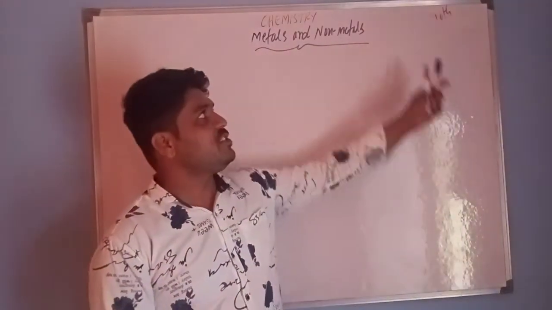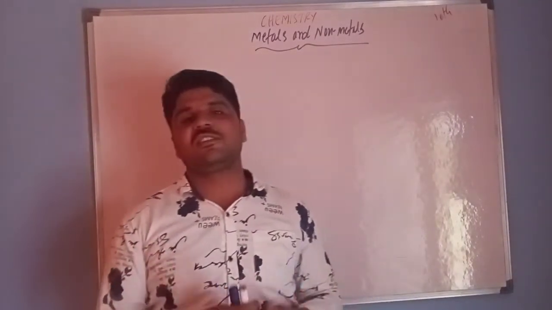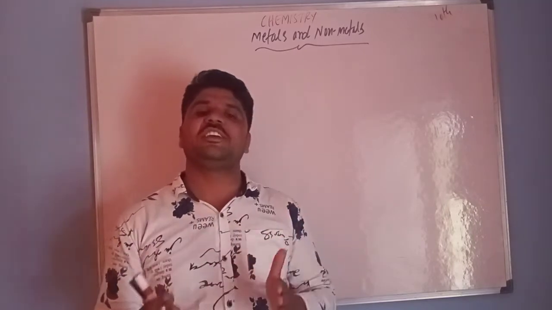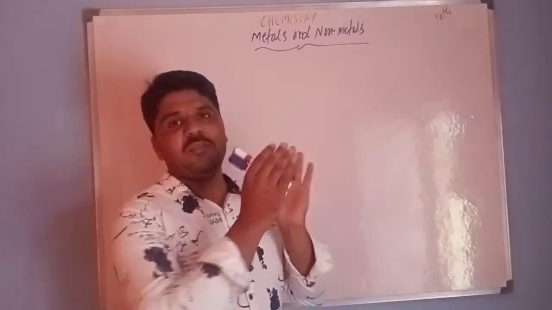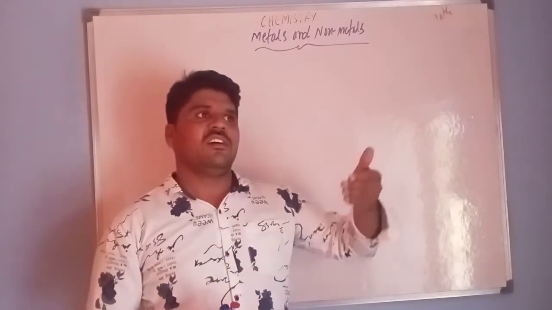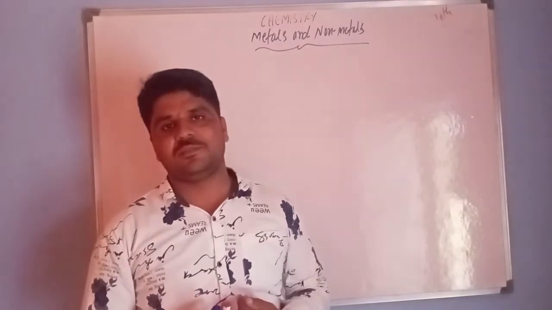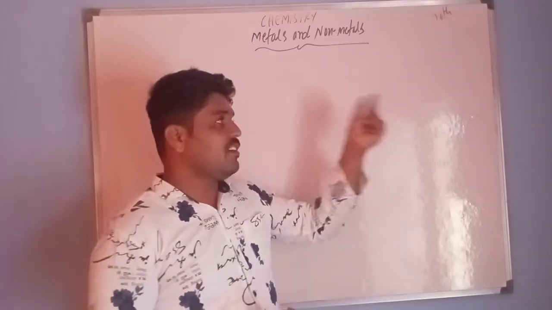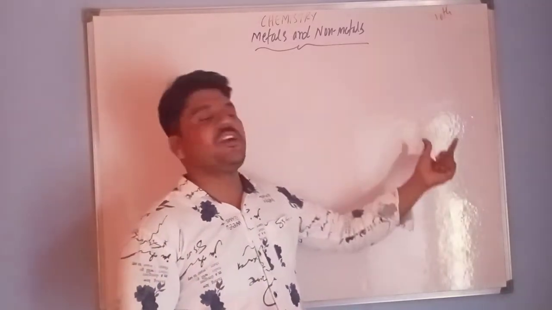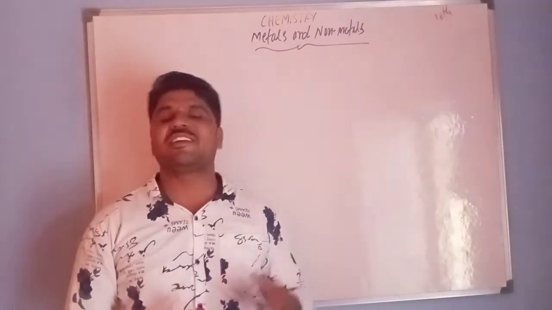This is for 10th students and the chapter is metals and non-metals. In the last class we discussed extracting of metals in the middle of the activity series. In the middle activity series we follow the roasting method and the calcination method: for sulfide ores roasting, and for carbonate ores calcination. Okay, what is meant by roasting and calcination?